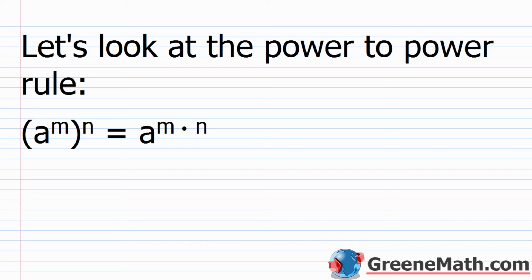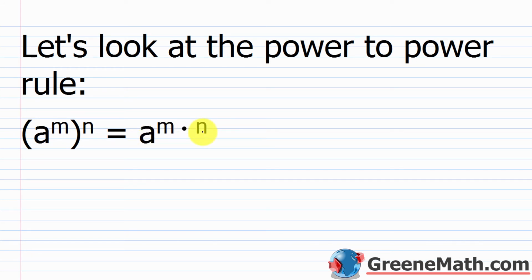So the next thing we want to look at are some power rules. And kind of the first one would be the power to power rule. So that's where you have something like a to the power of m. So a is already raised to something, and then you raise that whole thing to another power. So a to the power of m is now raised to the power of n. And you can see this is equal to a raised to the power of m times n.